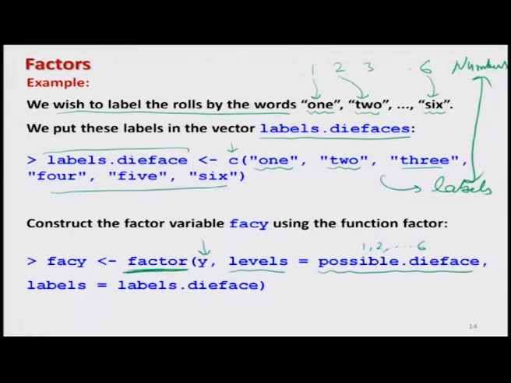And what are the labels? What label have I given it? I have given the label ONE to number 1, the label TWO to number 2, the label THREE to number 3 and so on. So, these labels are going to be defined by this vector labels.die.face. And now, you can see here that the number of elements in levels and labels are the same.